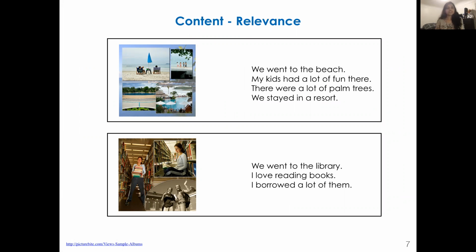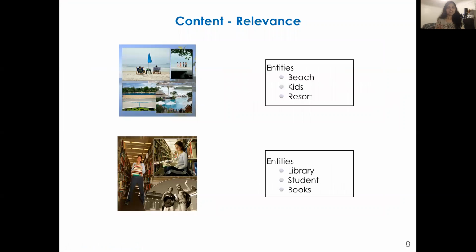For instance, the description of the first set of images talks mainly about beach, kids, palm trees, resort, etc. And the second one talks about libraries, books, etc., which are relevant for the corresponding set of images and cannot be interchanged with the other set of images. This contributes to the relevance of the text. So for content relevance, we will be looking at these entities and their references in visual stories.